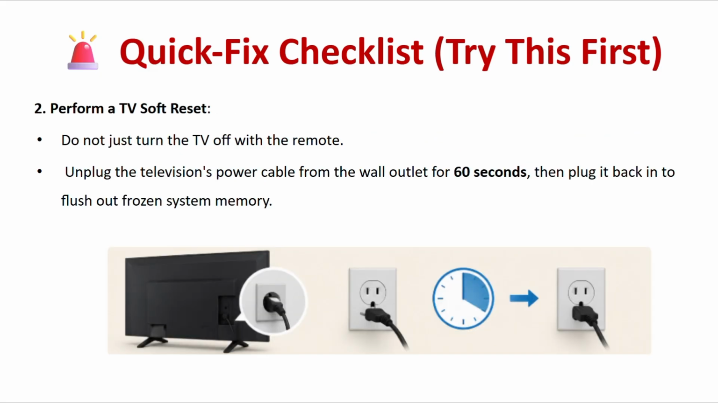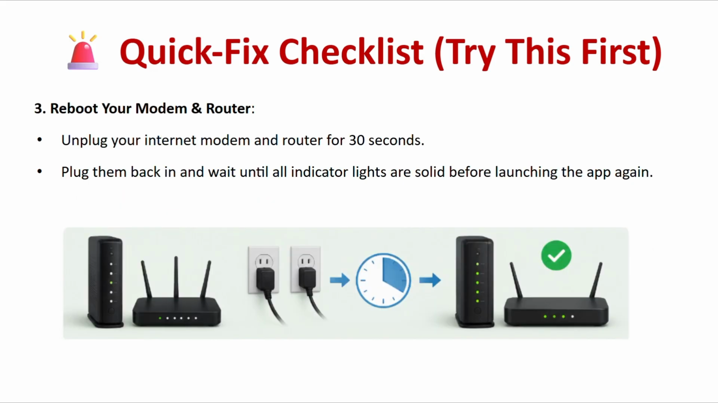Next, perform a TV soft reset. Do not just turn the TV off with the remote. Unplug the television's power cable from the wall outlet for 60 seconds, then plug it back in to flush out frozen system memory. Third, reboot your modem and router. Unplug your internet modem and router for 30 seconds, then plug them back in and wait until all indicator lights are solid before launching the app again.